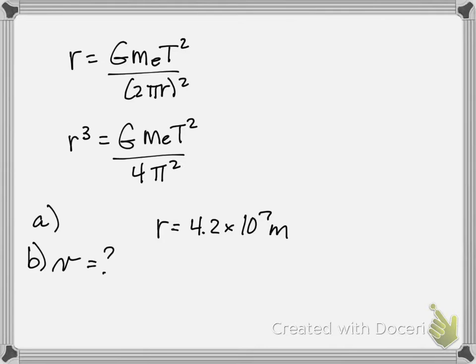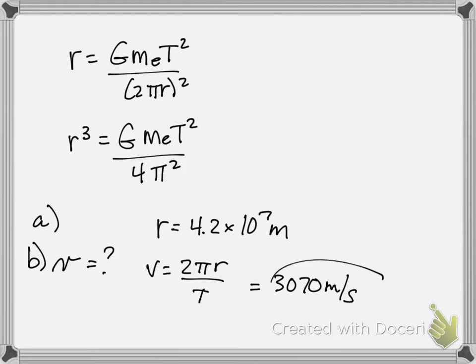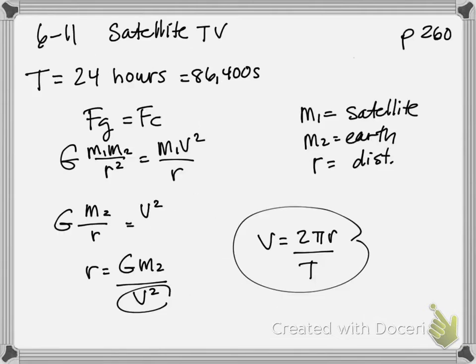Part B asks you for the orbital speed, but remember, the orbital speed is just once around divided by the period. So plug in the radius that we just figured out, divide by the 86,400 seconds again, and you get a velocity of 3,070 meters per second. Okay, so that problem is really pretty easy.